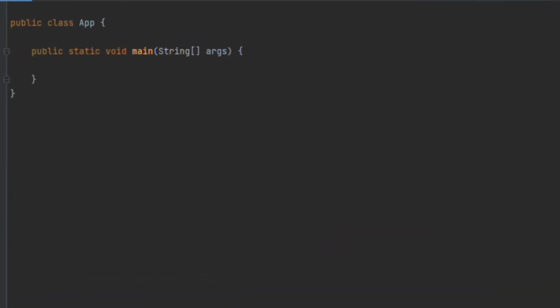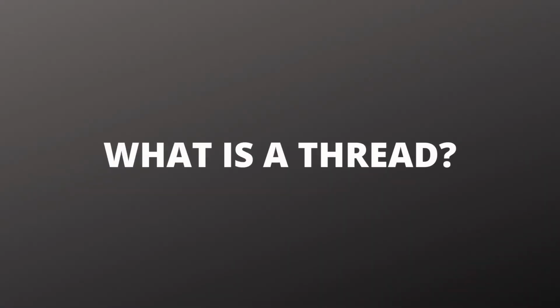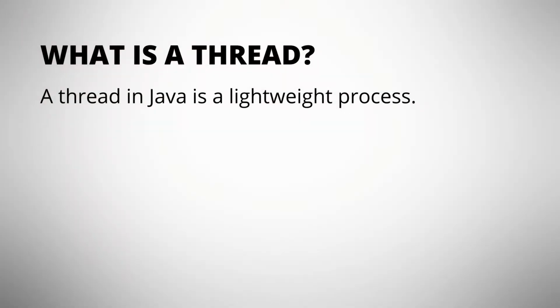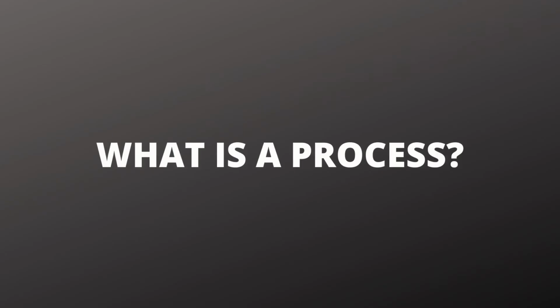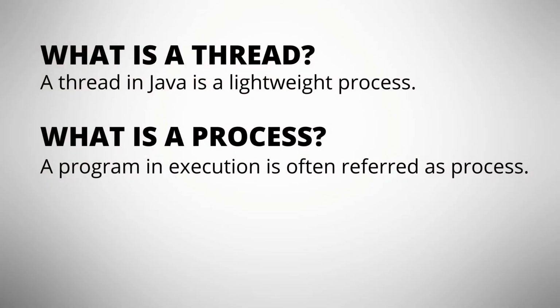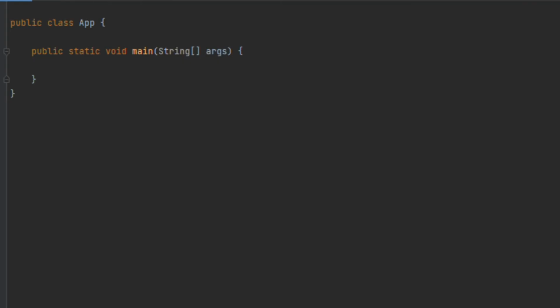When a Java program starts, one thread known as the main thread is created, which executes code written inside the main method. But before we get into threads, it's good to understand what a thread is. Basically, a thread in Java is a lightweight process. A program in execution is often referred to as a process. In other words, when we are executing a program, it means a process is running.